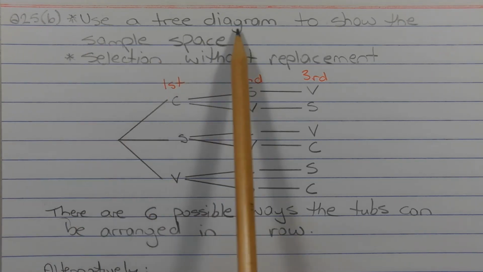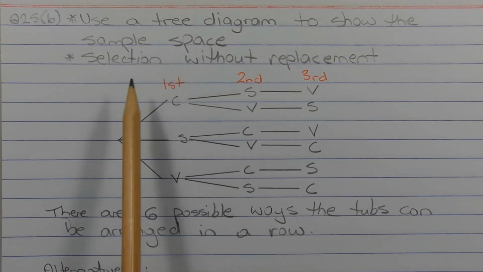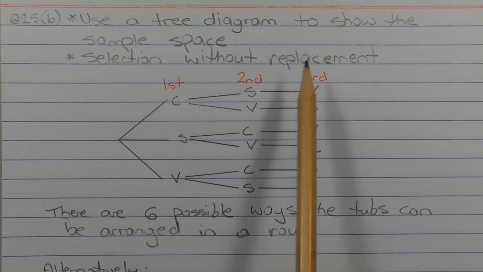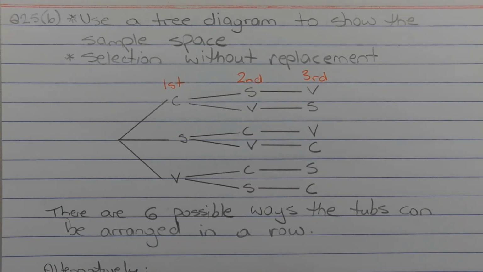We can use a tree diagram to show the sample space. Also note that it's selection without replacement. In other words, the same flavour can't be chosen more than once to be placed in a row.